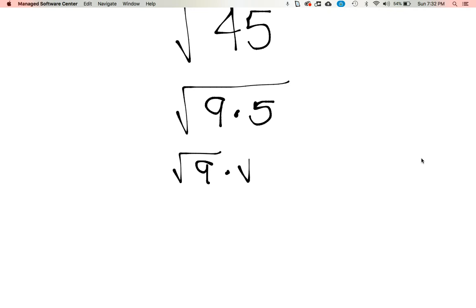We can separate that. You don't have to separate them if you can go straight to the final answer. I just know in the past, sometimes it confuses kids why this stays the same and this disappears. It's because when you separate them, the square root of 9 is 3, and the square root of 5 can't do anything.